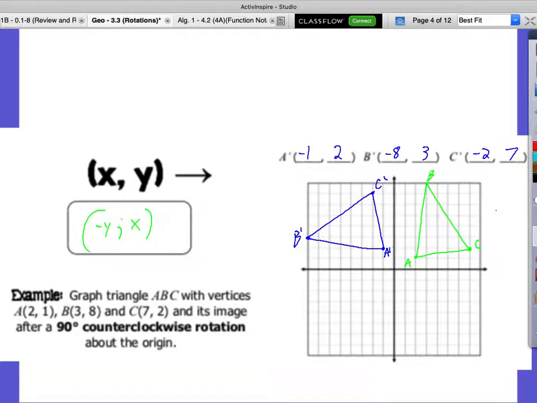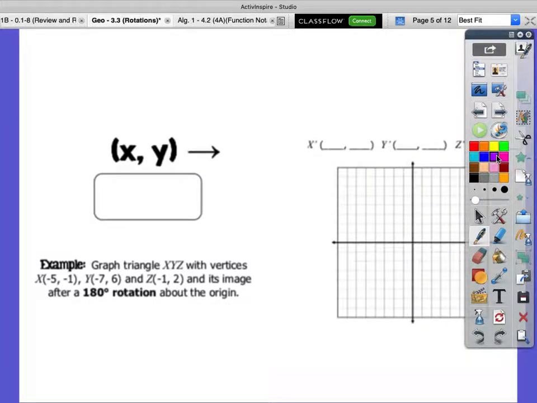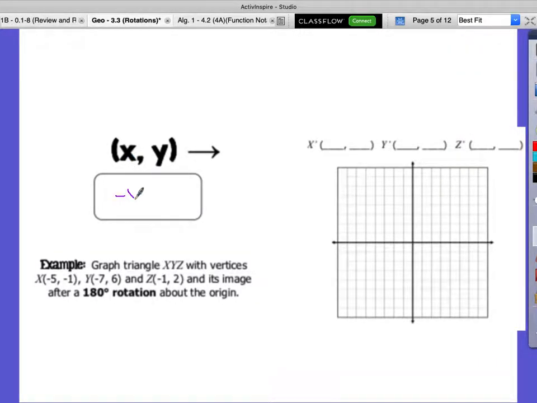Let's go to 180 degrees. So what's our notation for this one? x comma y yields what? Negative x comma negative y. Okay, I think of the three, this one is the easiest to remember personally. Maybe it's not the case for you, but I found this one is the easiest for me to remember.